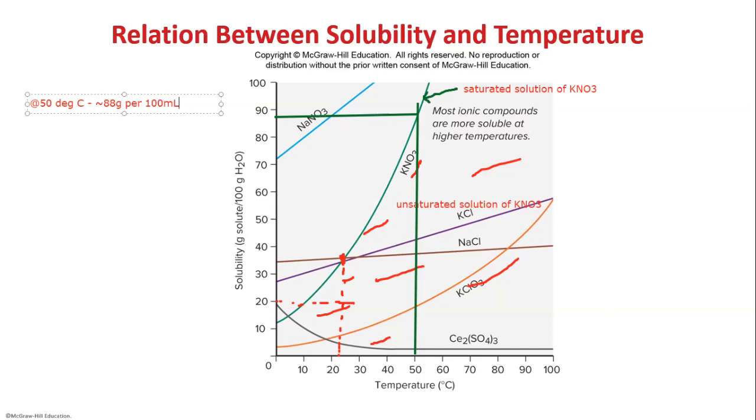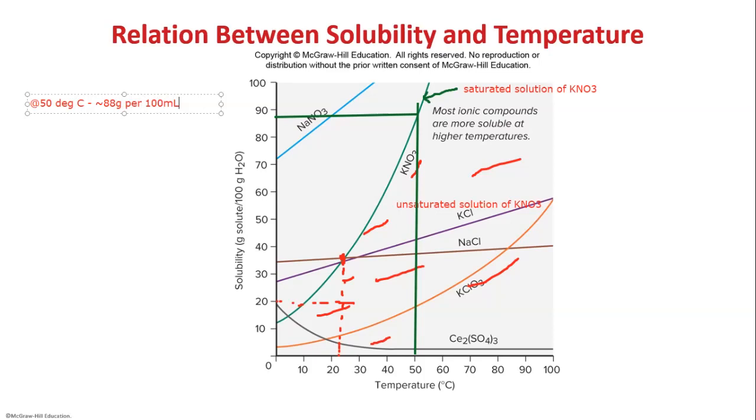So as long as I'm below 88 grams at 50 degrees Celsius, potassium nitrate will dissolve in the 100 mL of water. That's an unsaturated solution. At 88 grams, for example, that's going to be a saturated solution. And then above 88 grams is going to be a supersaturated solution at 50 degrees Celsius.